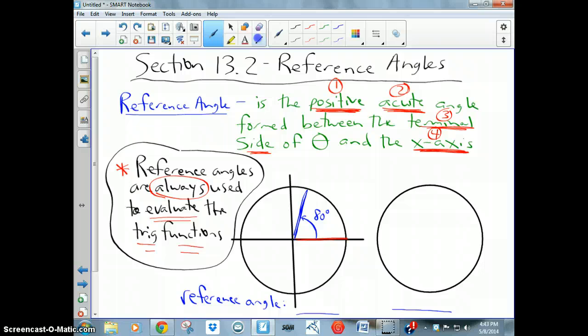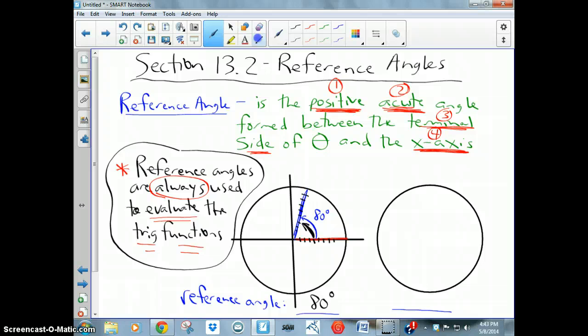Well, first of all, it's positive. Second of all, it's acute, which means it's less than 90, and it has to be between the terminal side and the x-axis. Well, my terminal side is my blue line that I'm putting black hash marks on, and my x-axis is the red line. This same angle is the reference angle. So the reference angle here is 80 degrees because it meets all four criteria.